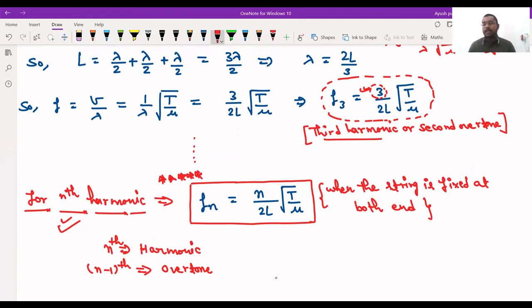And this formula is valid when the string is fixed at both ends. Just keep this in mind because it may create confusion. This formula is valid for the string that is fixed at both ends. Now, this n is representing the harmonic, so this will be the nth harmonic. And if I have to calculate the overtone, then what I have to do is just subtract 1 from this n, then I will get n minus 1 overtone. Okay, n minus 1 overtone. I hope you have understood this.